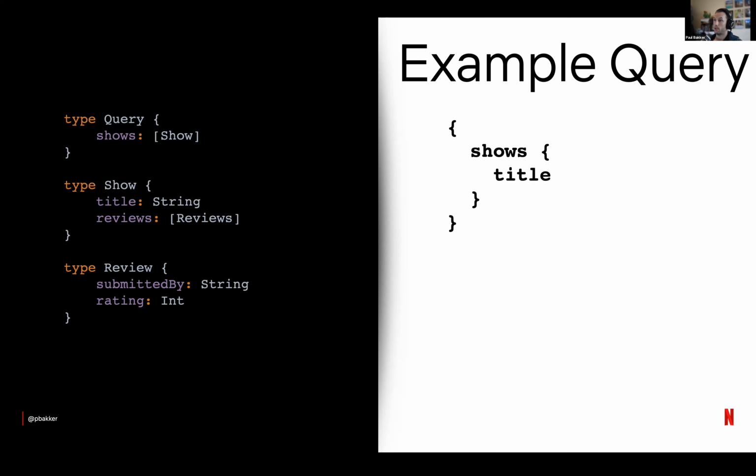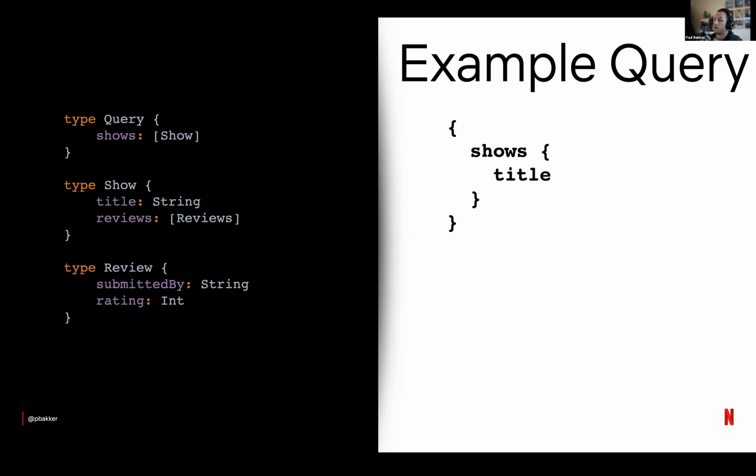And again, reviews is a custom type, so we define the review type, and a review has a submittedBy, which is a string, which would be like a username or something like that, and a rating, which is defined as an integer. So we see a few core types of GraphQL, like string and int. They are very comparable to primitives that we have in a language like Java. But it's also super easy to define your own types.